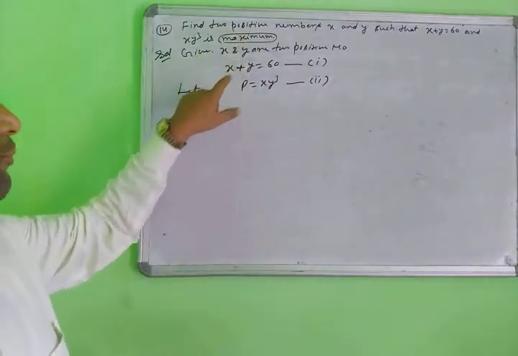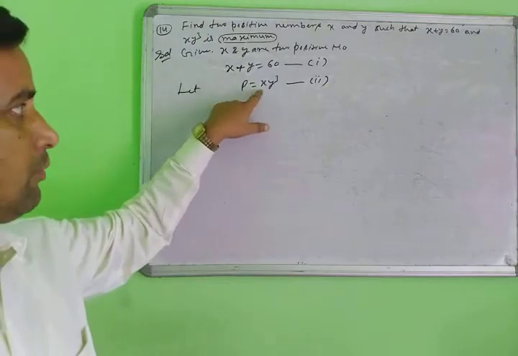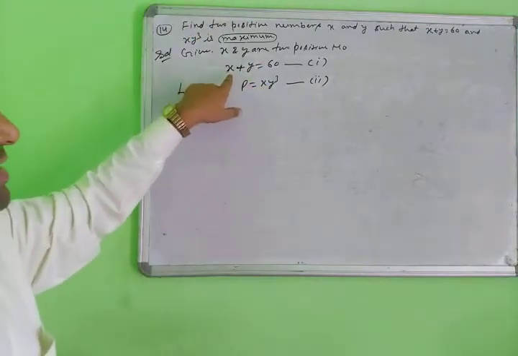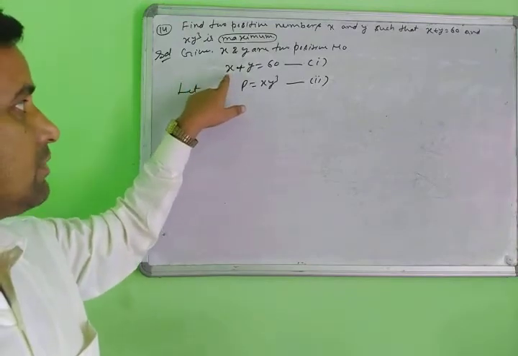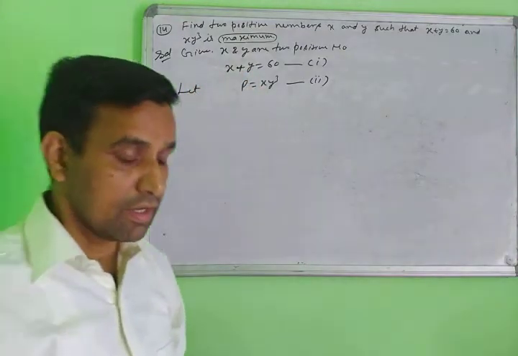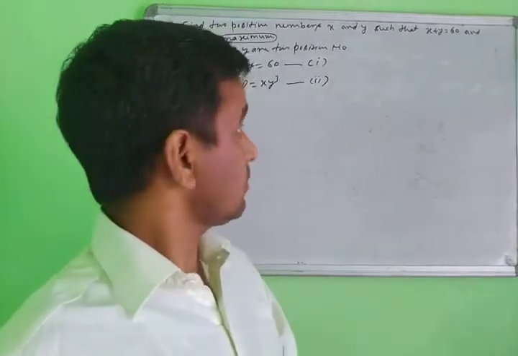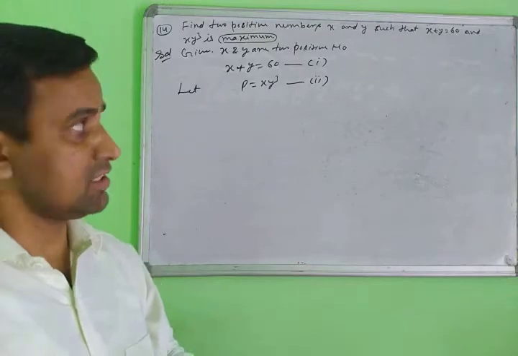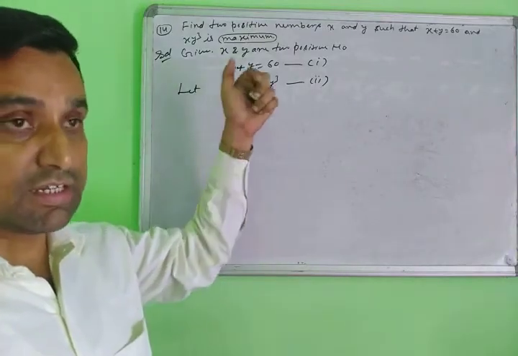Let P be the maximum value of this x y cube. Now using this, we are given two variables x and y, but you do not solve the two variables. You convert this equation into a single variable and then differentiate it.